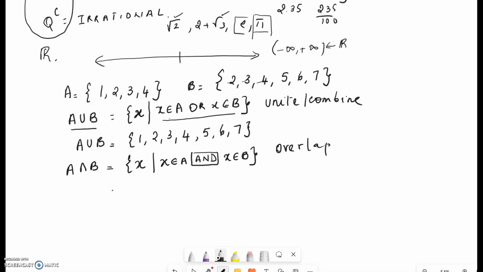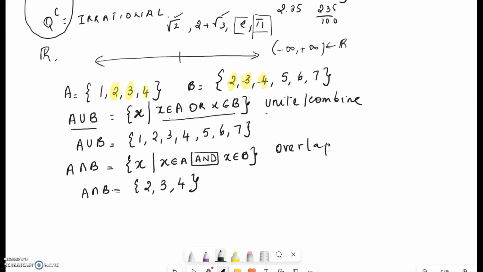So let's look at the sets A and B. What's common? Let's look at what's common. 2 is common to both. 3 is common to both. 4 is common to both. So what is the overlap between the sets A and B? It's the intersection of A and B. So A intersection B is 2, 3, 4.